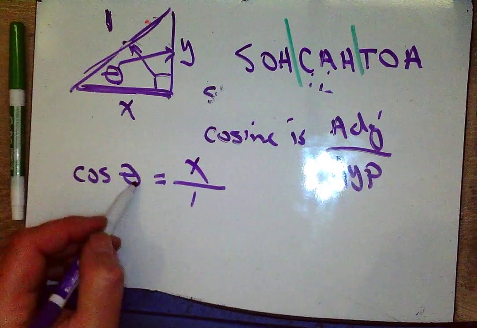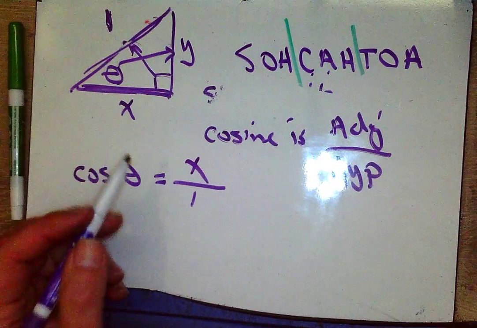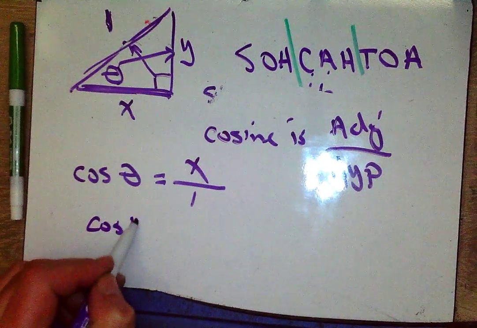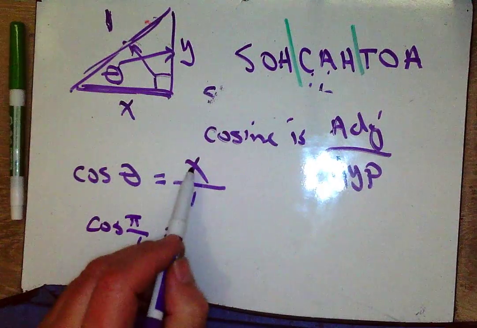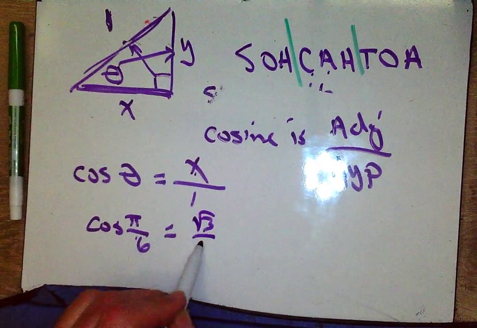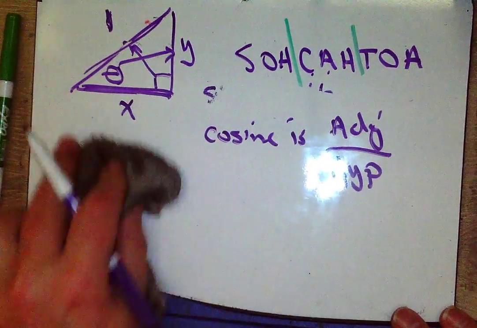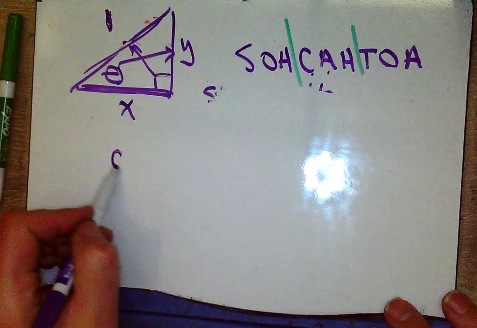So notice cosine is going to be the x coordinate on the unit circle. So if I want to know the cosine of pi over 6, I want to know what the x value of pi over 6 is on the unit circle, and that's root 3 over 2. Okay? Oh, and hey, do this. Don't do this.